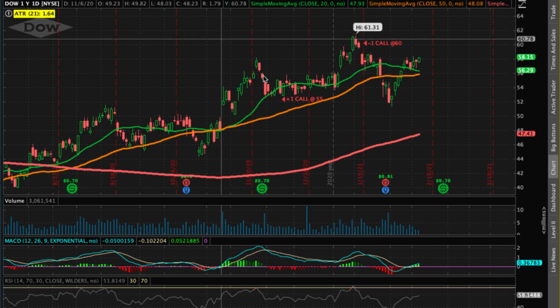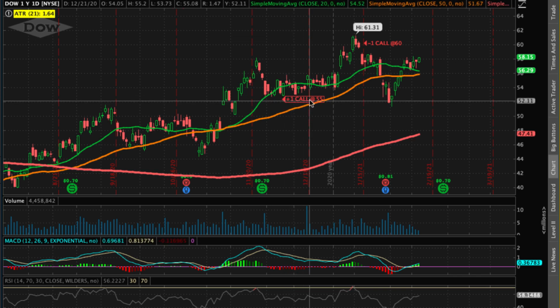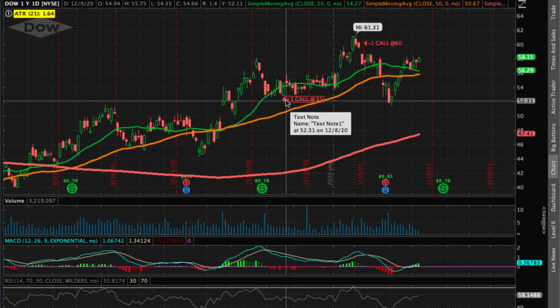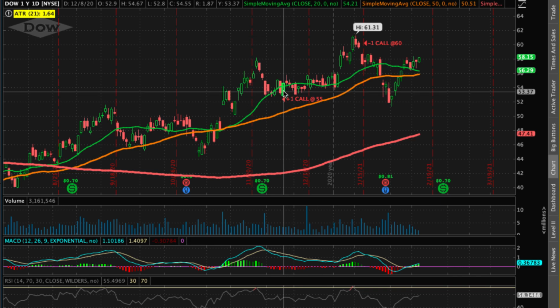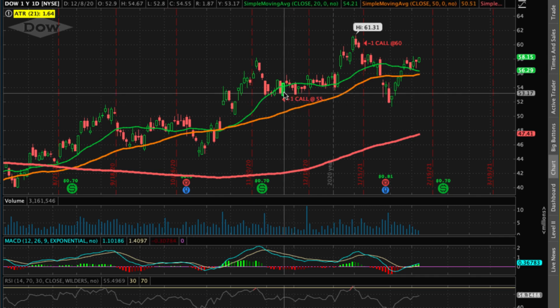So if you look at the price chart on DAO, this is where I entered this trade. I bought one call at 55. I paid $395 for it, and I was just waiting. So the trade initially had $395 risk in it. That's the risk that I've been talking about.